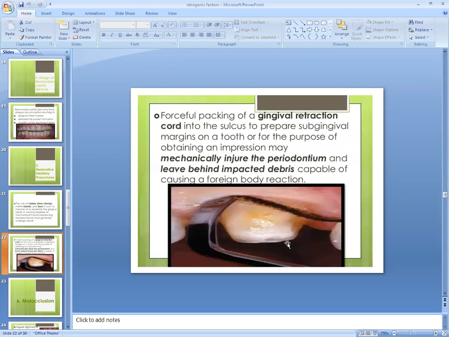Forceful packing of the gingival retraction cord into the sulcus to prepare subgingival margins on the tooth for the purpose of obtaining an impression may cause mechanical injury to the periodontium. This results in an impact on the periodontium in that area and causes periodontal infection because a foreign body reaction happens.